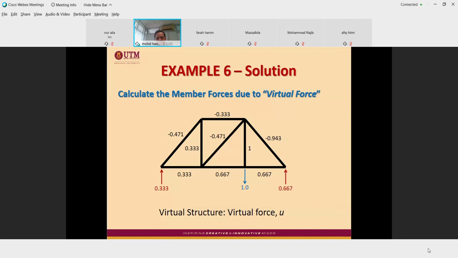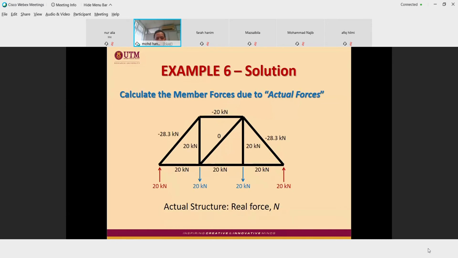What about the sectional method? The sectional method is not suitable here because we have to know the force in each member. With the sectional method, if you want to know the force in these three members, then it is okay. But if you want to know the force in all members, then you have to use the joint method or resolution method. So in summary, this is just similar.